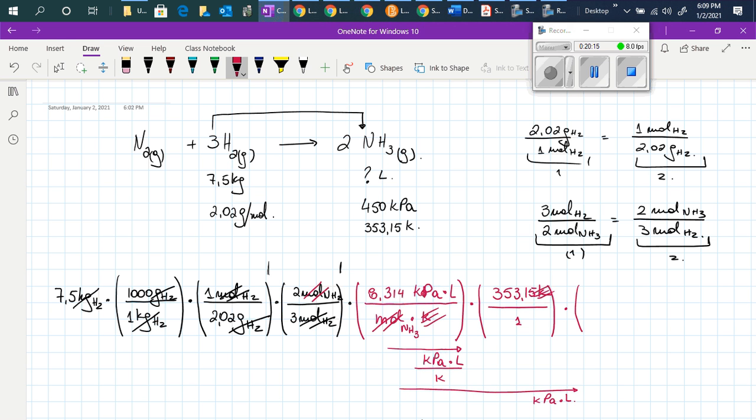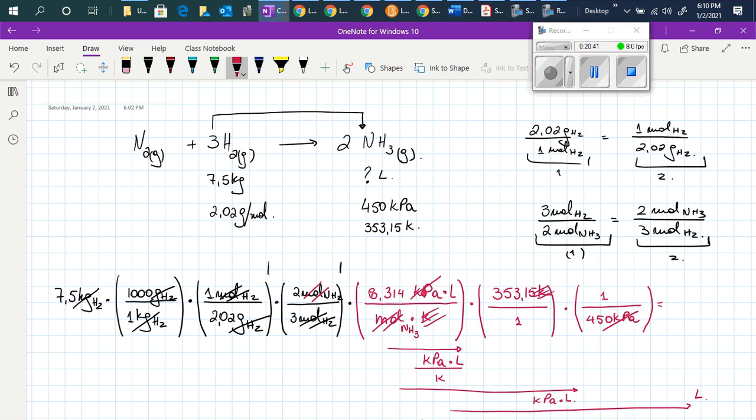Now let's cancel out the pressure, kilopascal, and we go 1 over 450 kilopascal. So kilopascal and kilopascal are cancelled out. What we have at the very end is liters of ammonia, and this is what we are looking for.